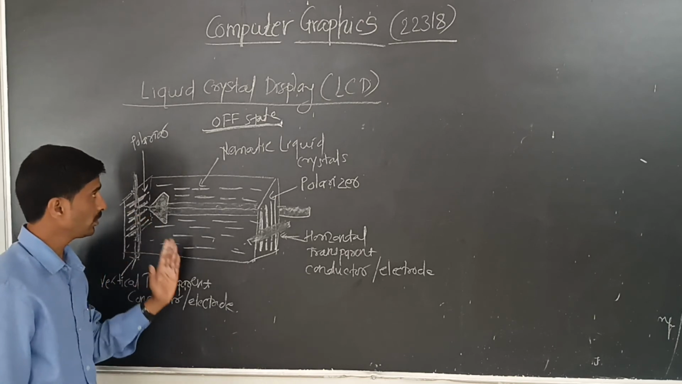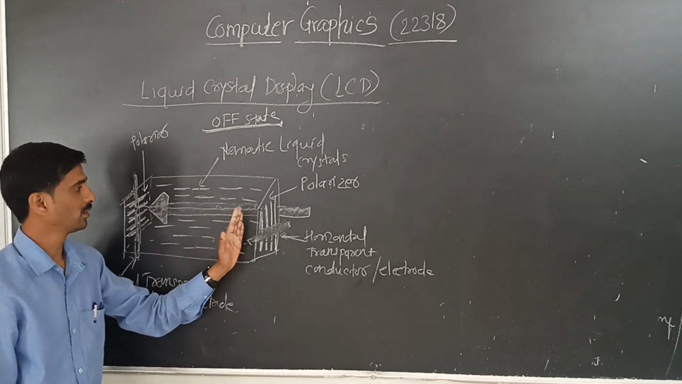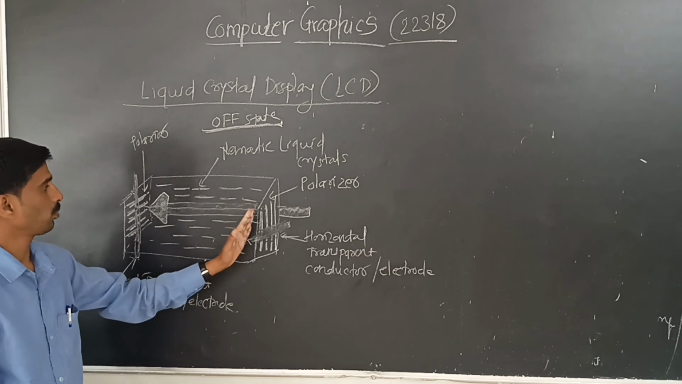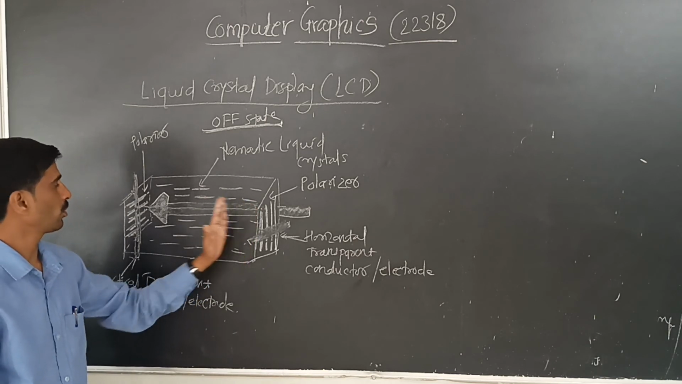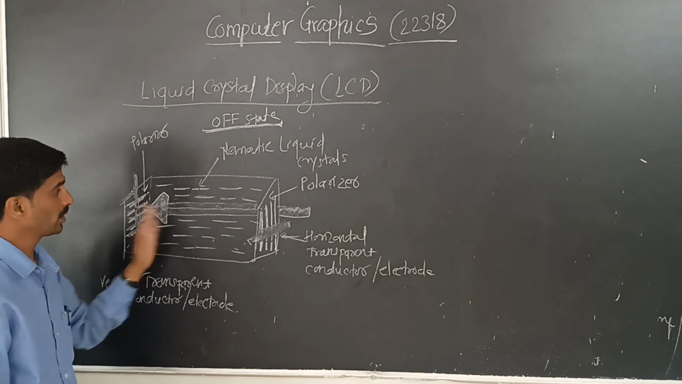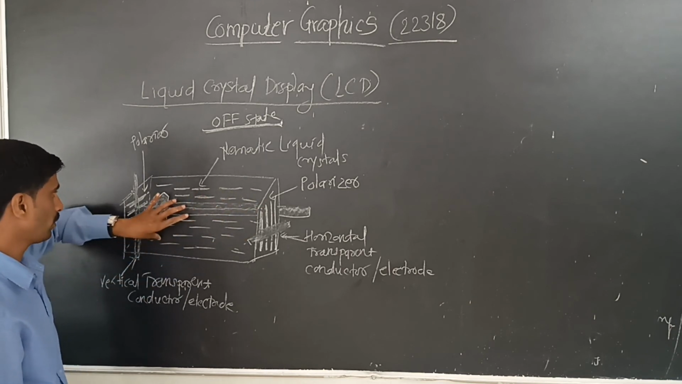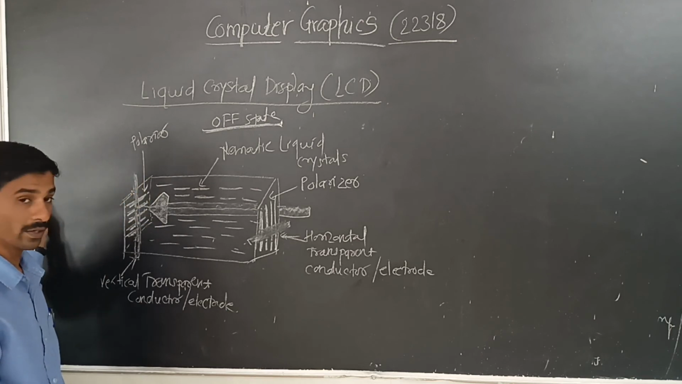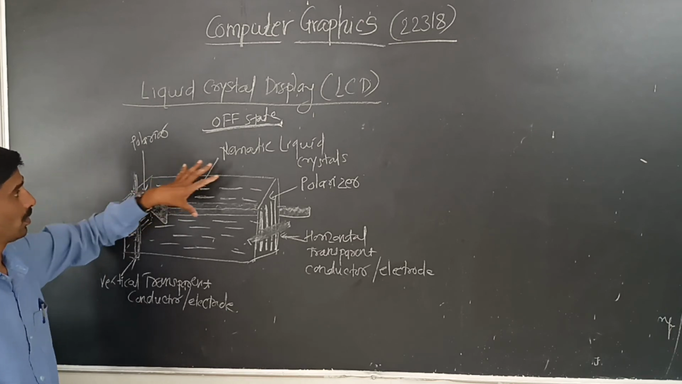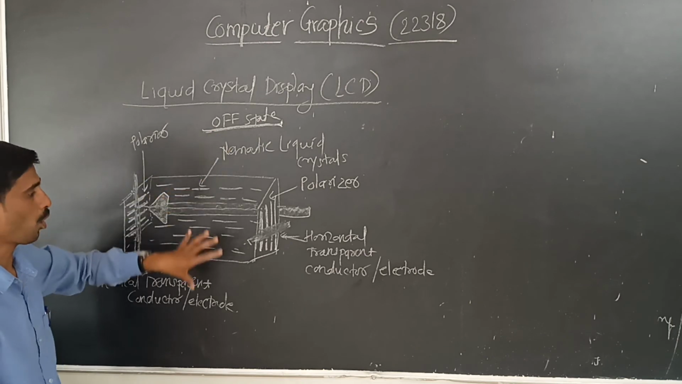So in this off state the light is not passing from one polarizer to the other polarizer. It passes through the liquid crystal, but it will not truly pass through this polarizer filter. So this is the off state, this is the block state.